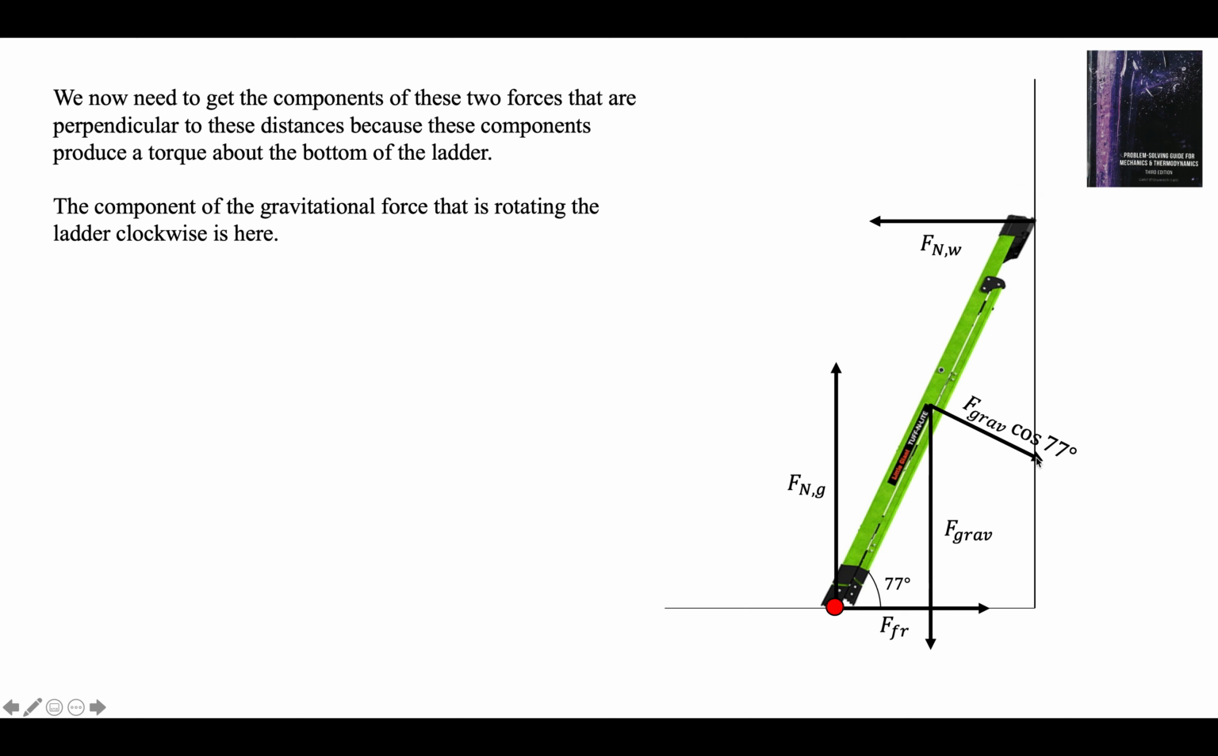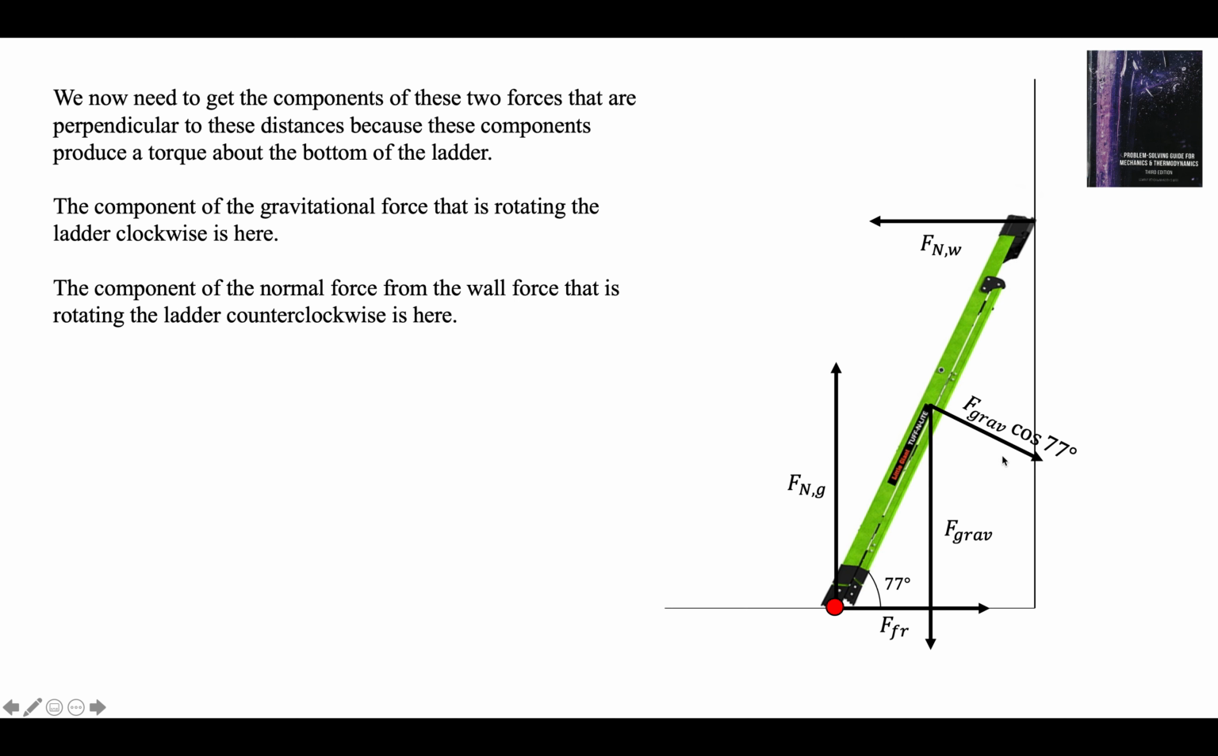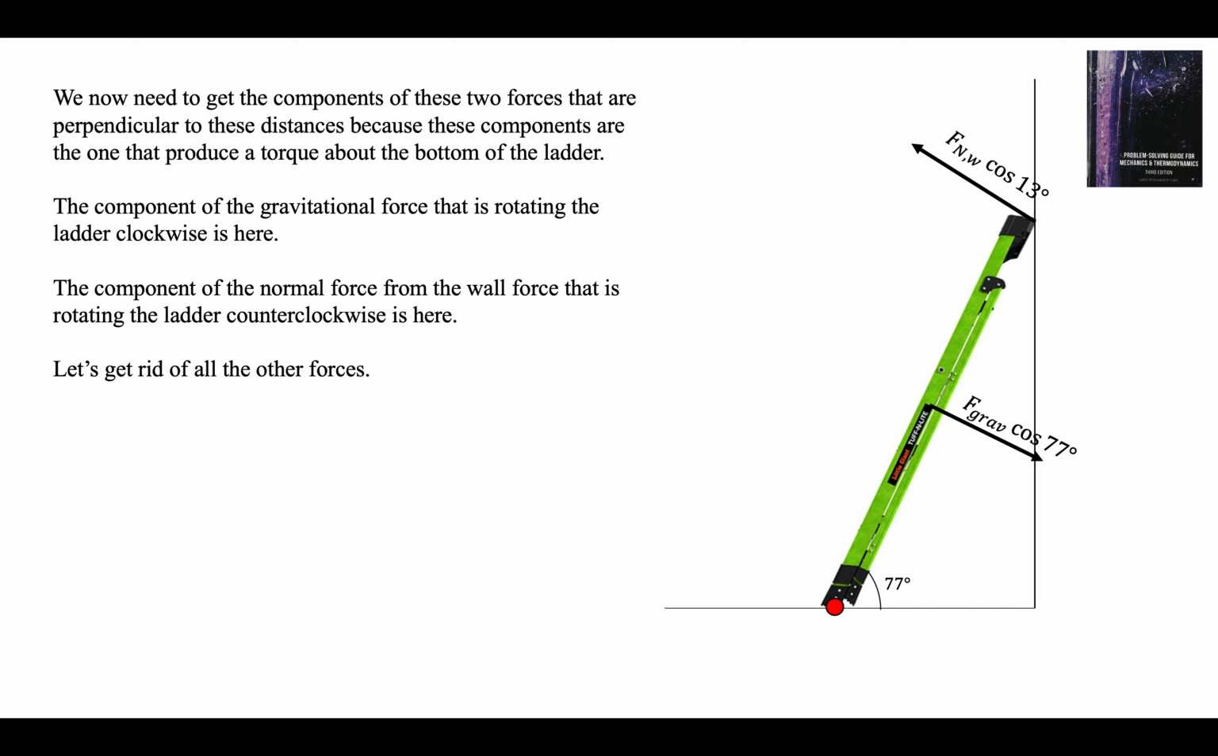That's rotating it clockwise. The force that's rotating it counterclockwise is the normal force from the wall, and we have to make it perpendicular to the ladder. So it's right here. This is 77, that's 13, that's 77, that's 13. So F normal wall, cosine 13 degrees. So let's get rid of all the other forces except for the ones that are rotating the ladder about the point of rotation. There they are.